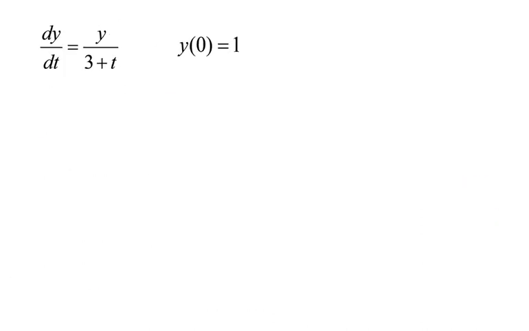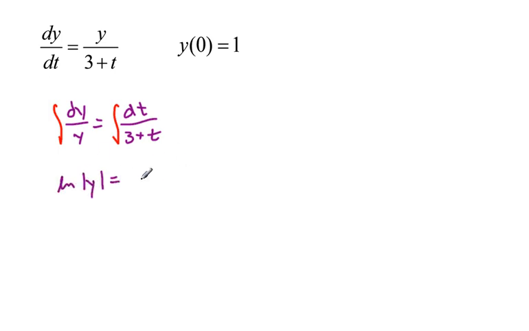let's take a look at what else we have here. Let's go ahead and just jump into this one. Take a look at how we're going to separate our variables. So we've got dy over y equals dt over 3 plus t. All right, integrate. The left side looks familiar. We've got natural log y. On the right-hand side, it's simply going to be natural log 3 plus t, and I didn't need to do any special w substitution because the derivative of the inside is 1.